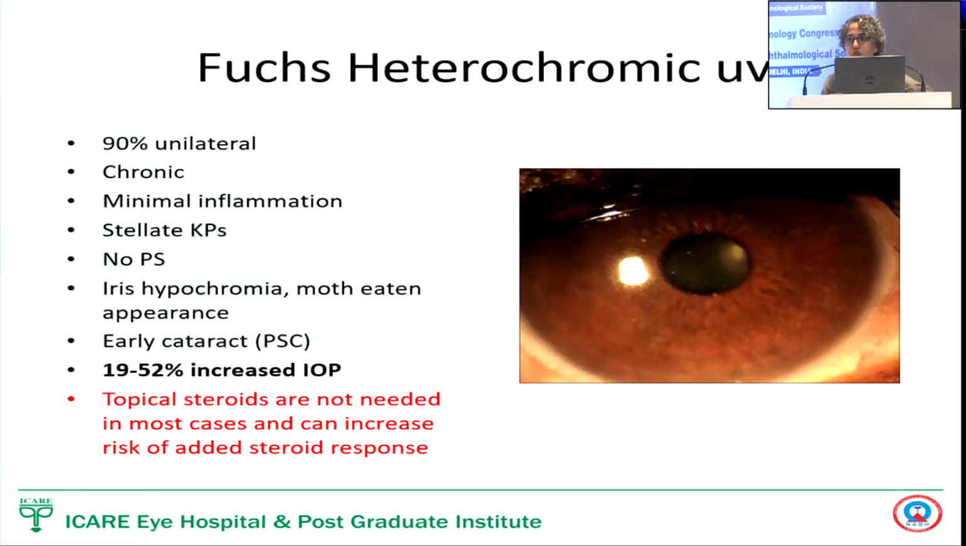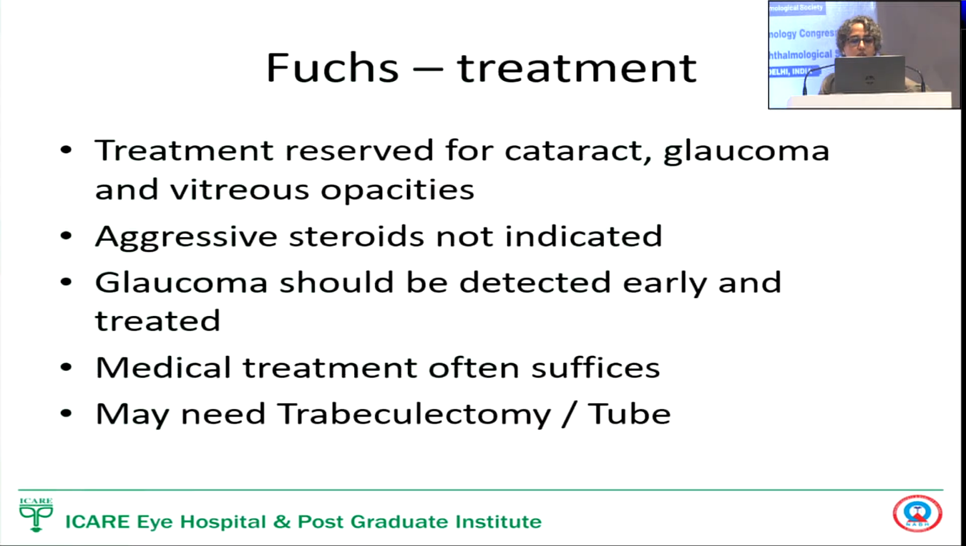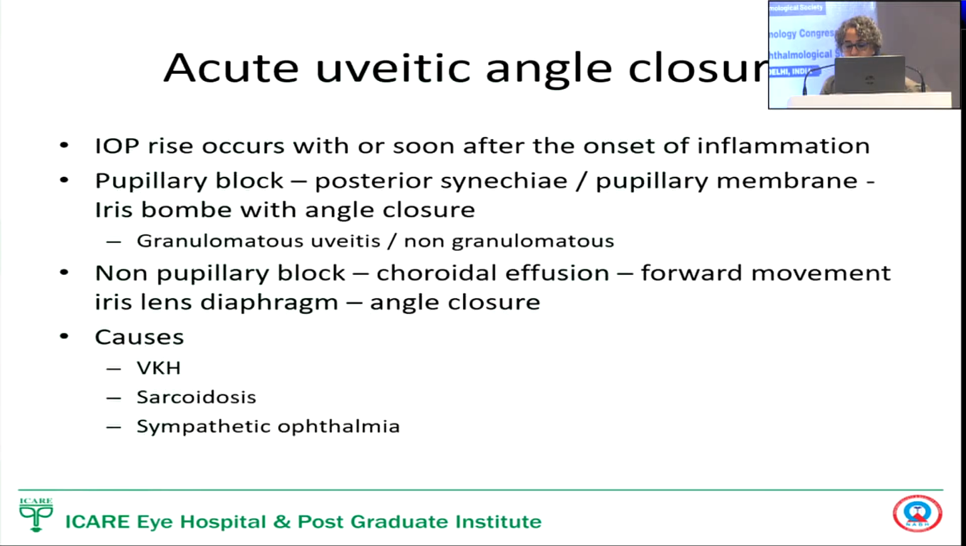is very mild. And they also do very well with cataract surgery if they have developed cataract, and if they have glaucoma, which is almost about 20 to 50% chance, then they need treatment with medical management or surgical intervention. And classical moth-eaten appearance of the iris can also help you clinch the diagnosis. So I already mentioned the treatment of Fuchs.